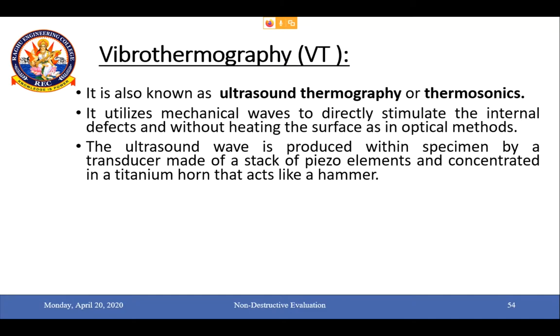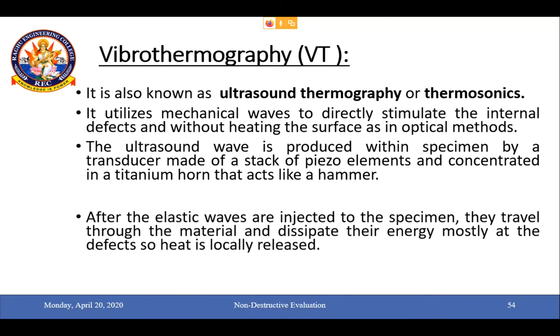What is the significance of the piezoelectric effect in your transducers and all those things we have discussed in your unit number 2? Okay, next one.